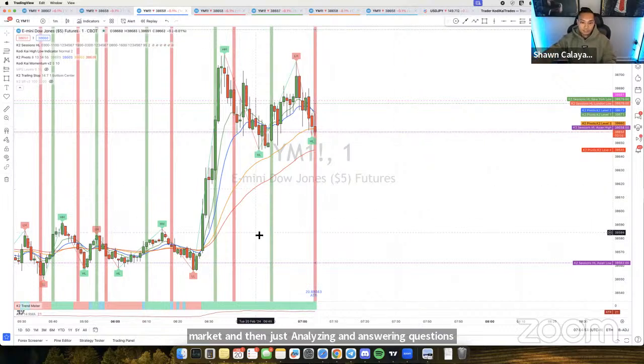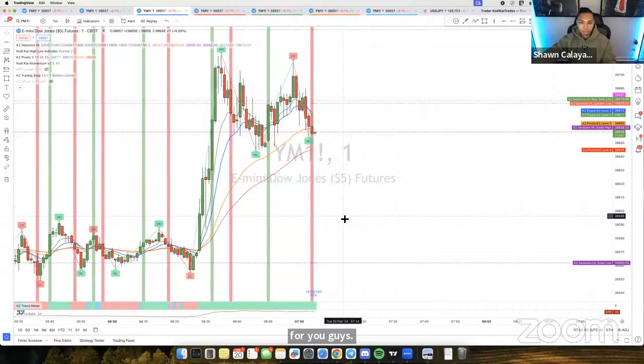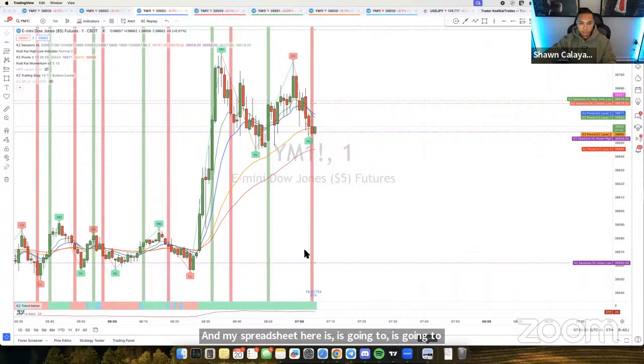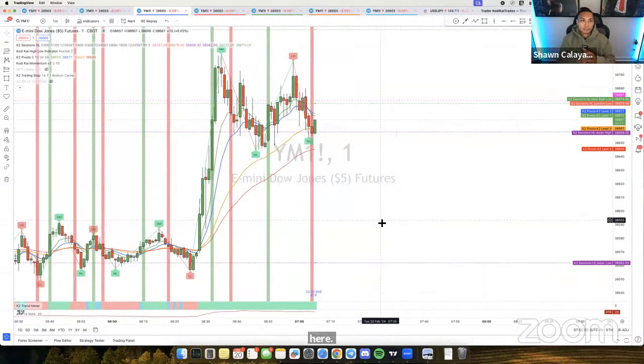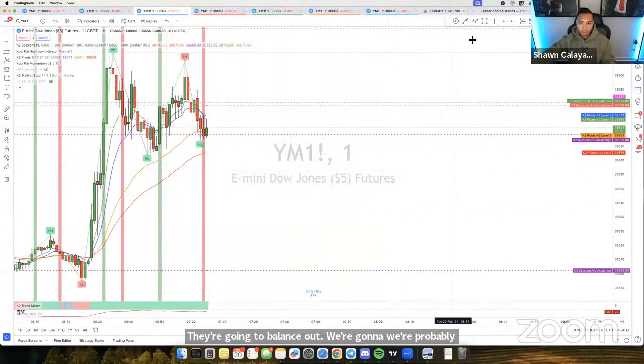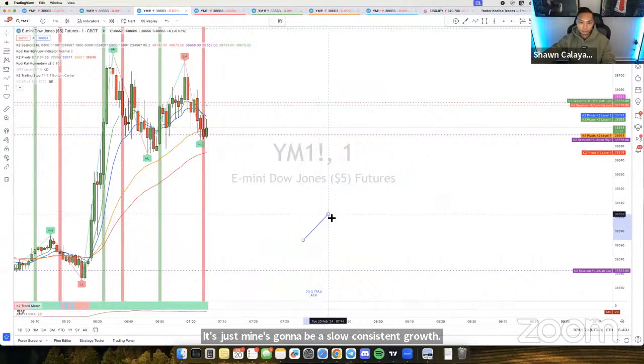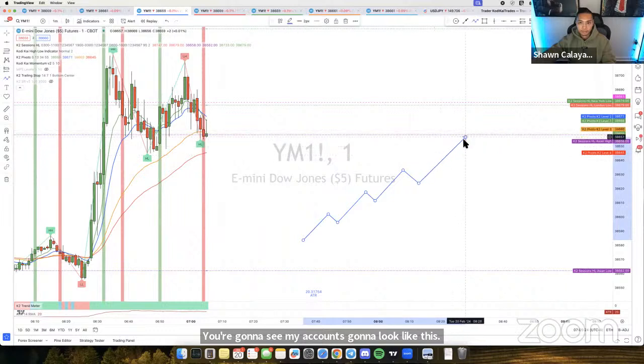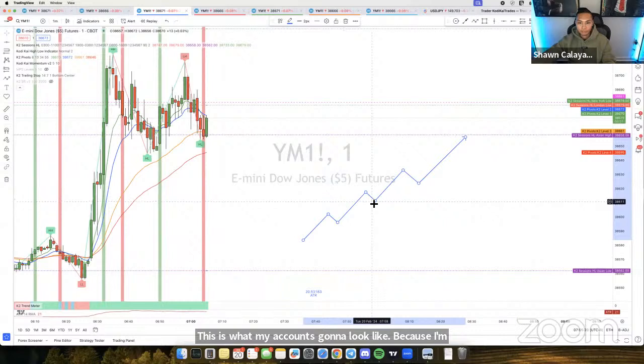And my spreadsheet here is going to reflect that. You'll see from my spreadsheet that if you compare my profits versus somebody who takes a bunch of trades every single day, they're going to balance out. We're probably going to come out to around the same. It's just that mine's going to be a slow, consistent growth. This is what my account's going to look like, because I'm either going to make profit, break even, make profit, break even, make profit, break even.